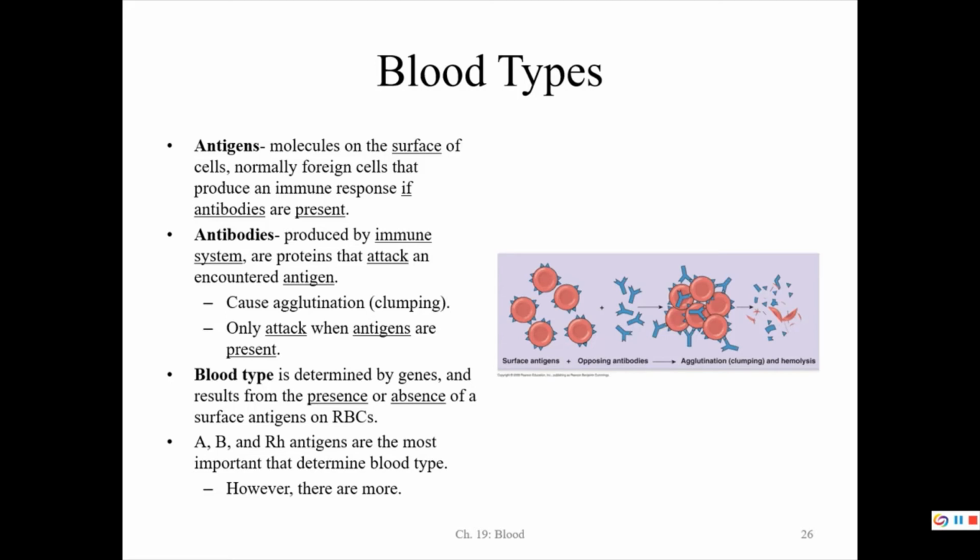Antigens are the molecules on the surface of cells. Antibodies are immune system molecules that we produce to attack any antigen they encounter. Antibodies, when they attack, cause a clumping called agglutination, which will lead to hemolysis. Your blood type is determined by your genetics, which is the absence or presence of certain antigens on your red blood cells. The antigens can be A, B, or RH. Those are the most important. There are others, but those are the most important.